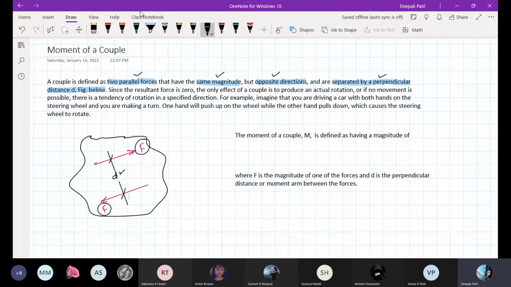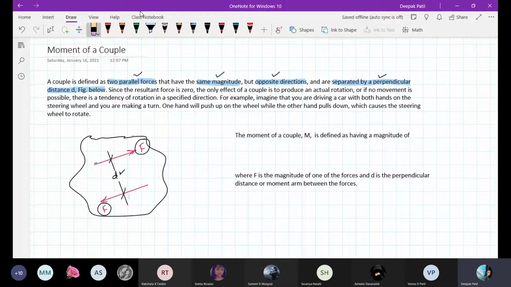Now the effect of moment of a couple is also to rotate the body, not to translate the body. In this case, you can see the force is in this direction and another force is in this direction. So I can easily say that this couple on this body is trying to rotate the body in a clockwise direction. Okay, let us read further.